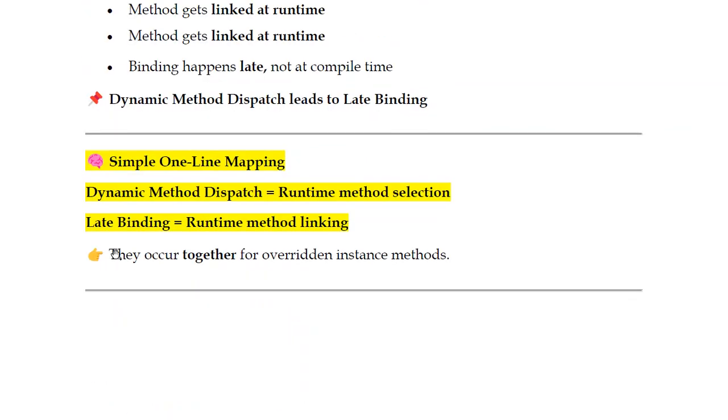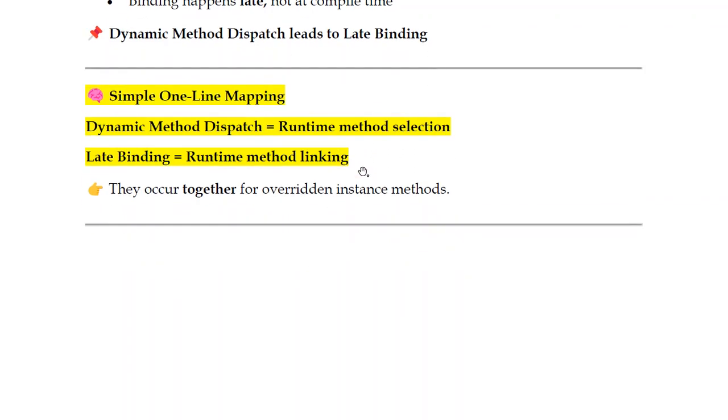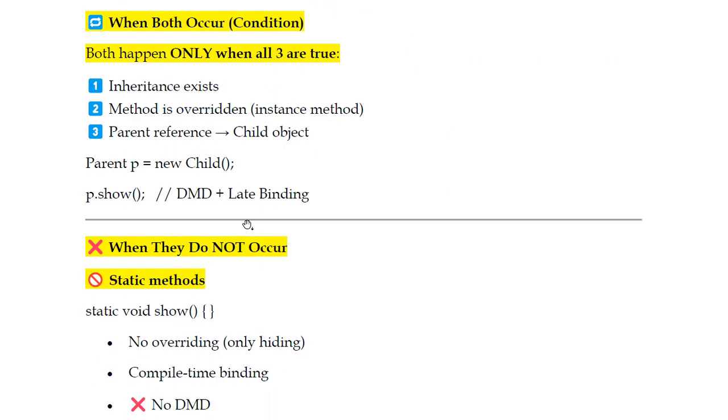They're asking about runtime method selection and runtime method linking. Yes, we are linking that method. First of all, the selection process, runtime method selection, decides which method is going to execute. After that only we implement it, that is, call that method. So when dynamic method dispatch and late binding are happening, read it carefully.